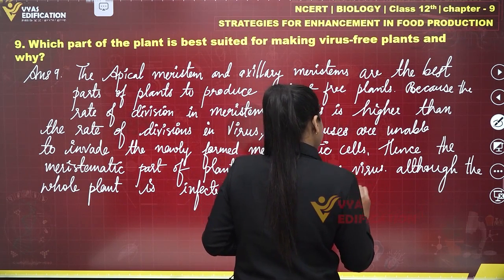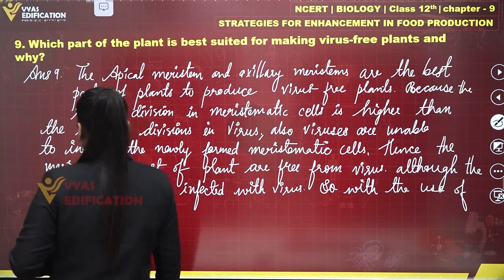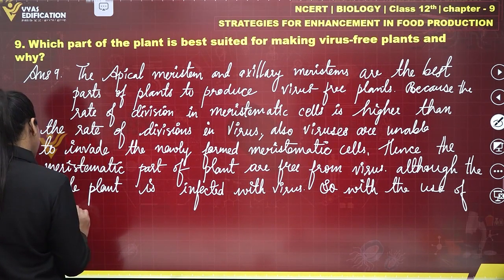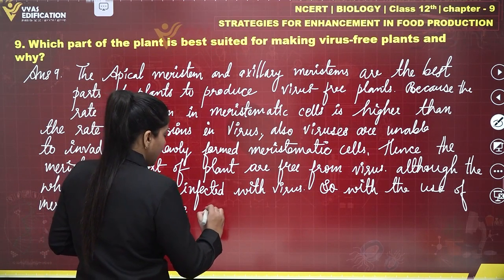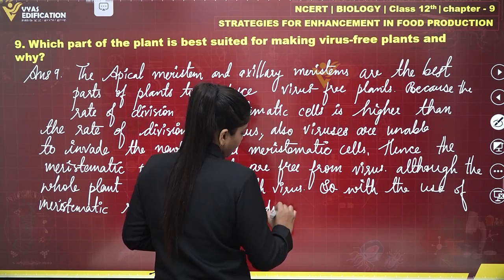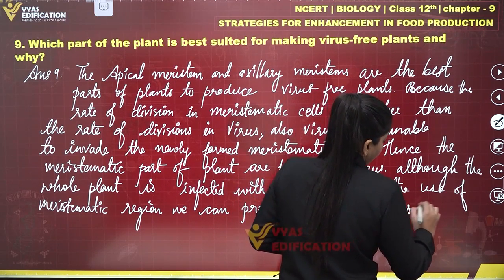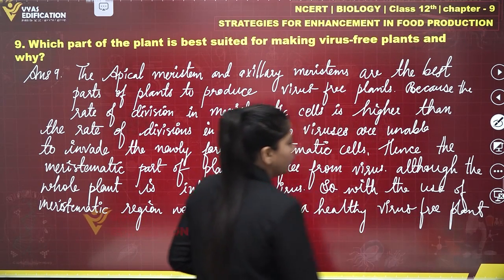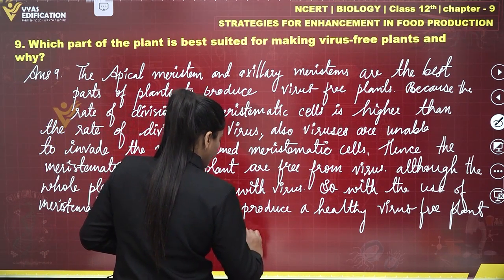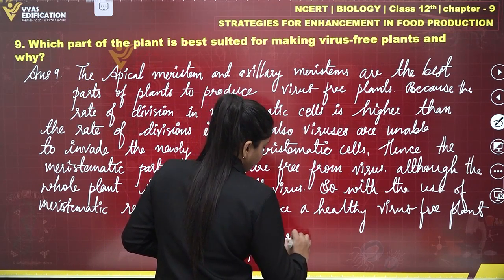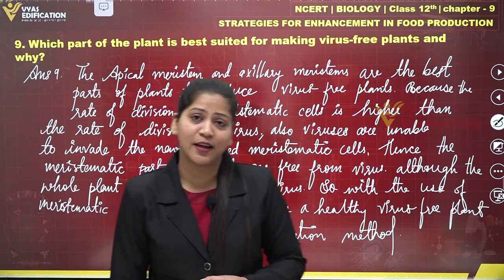So with the use of meristematic region, we can produce a healthy virus-free plant through micropropagation method. Clear? So this is the complete solution of question number 9.